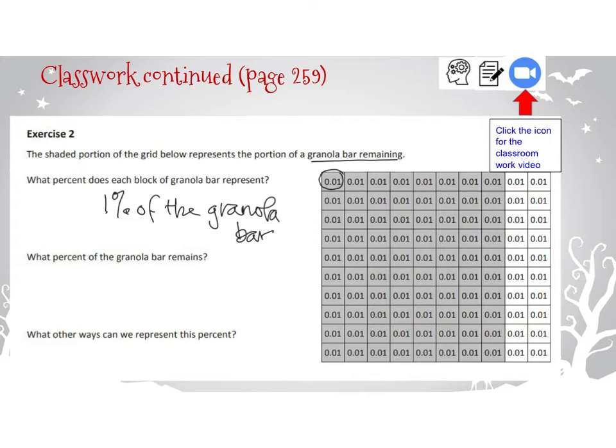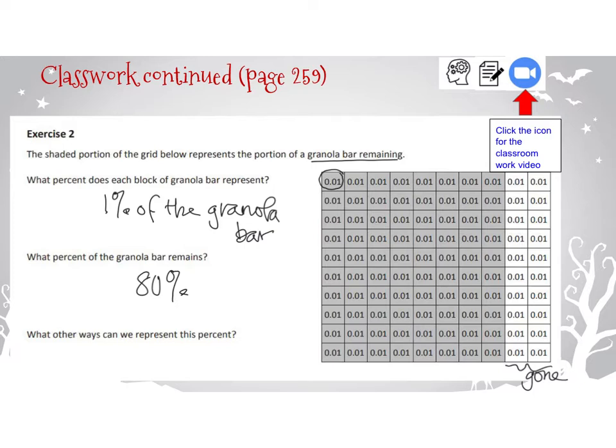Then it says, what percent of the granola bar remains? Because they're saying the shaded part is what's remaining. So this part is gone. This is gone. We just ate that part. So we have 10, 20, 30, 40, 50, 60, 70, 80. 80% of the granola bar remains.